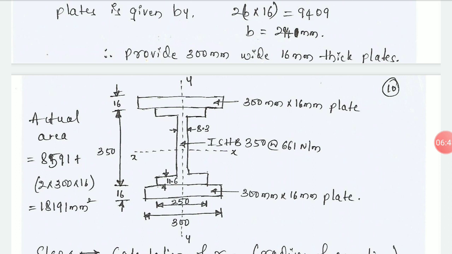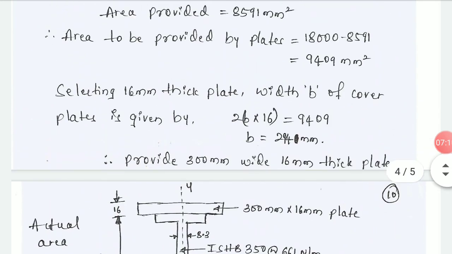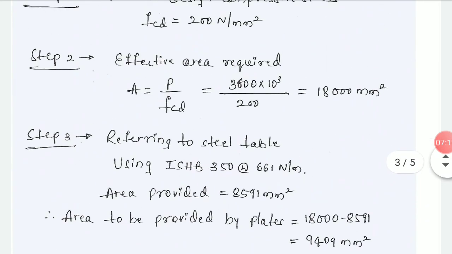Actual area is 8591, that is the area of I section, plus 2 plates of 300 mm wide and 16 mm thick. The area works out to be 18,191 mm square. You can check which is written towards the left of the figure. 18,191 mm square is the area of this built up section, which consists of I section along with the covering plates. So this satisfies the area of 18,000 mm square, which is required to carry the load of 3,600 kilonewton.